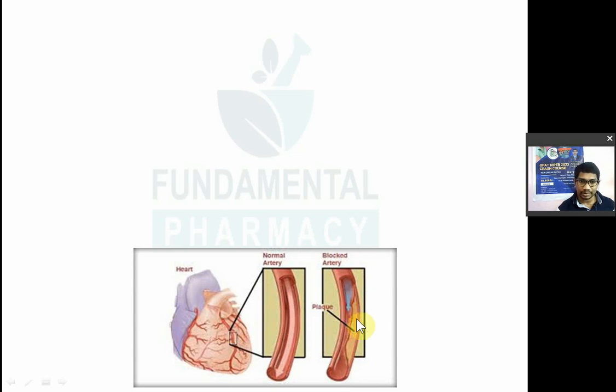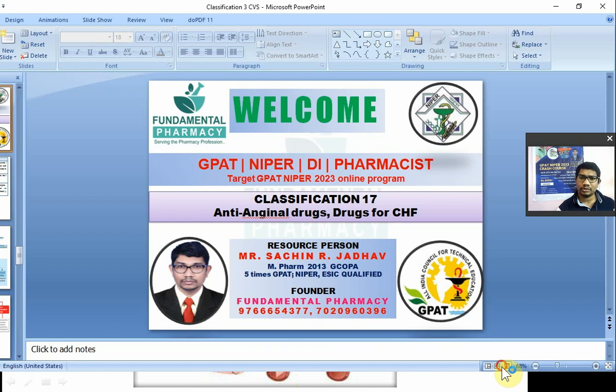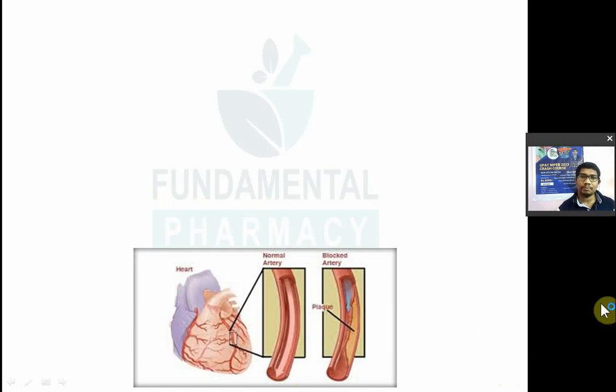So it is a blocked artery. If there is a deposition of arteriosclerotic plaque in the artery, there is a decreased lumen, a decreased diameter of this artery. Now this artery is not able to supply sufficient blood to your heart. If you are not doing any work, if you are at rest, your heart is at rest, so at that time this blocked artery is also able to supply a small amount of blood to your heart, which is sufficient during rest.